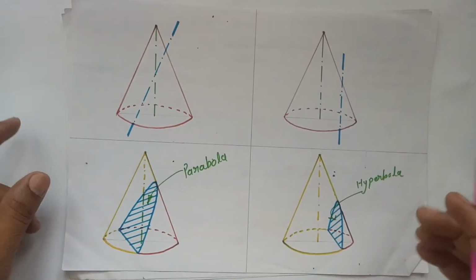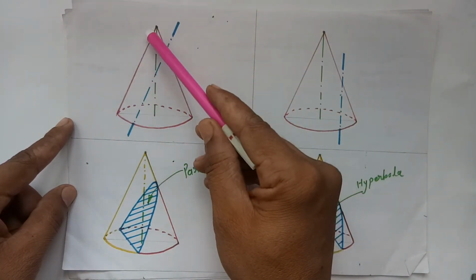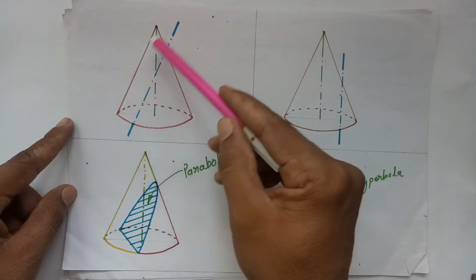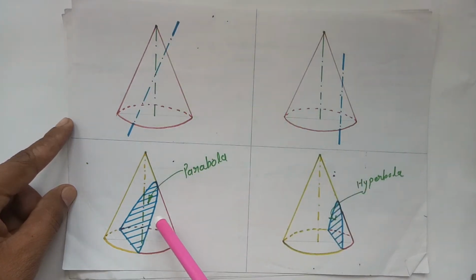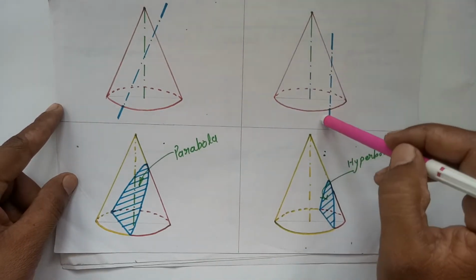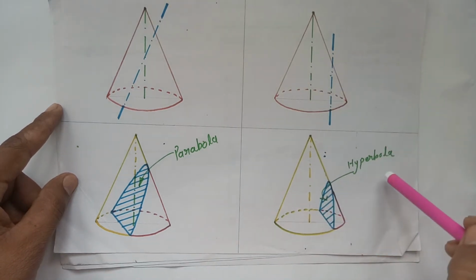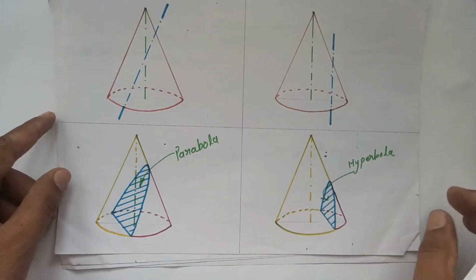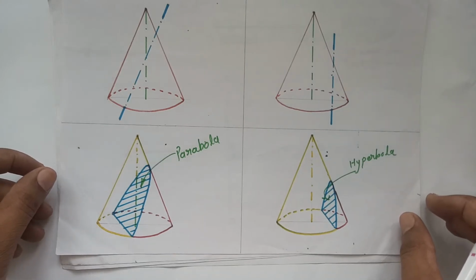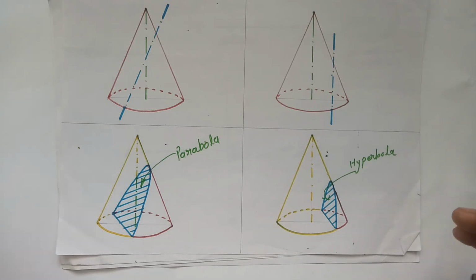Now if the cone is cut by a cutting plane parallel to one of the generators of the cone, then the curve of intersection will be a parabola. And if the cutting plane cuts the cone parallel to the axis, then the curve of intersection is a hyperbola. So the curves of intersection are known as conics, and the conics are triangle, circle, parabola, hyperbola, and ellipse. Now let us start with the ellipse.